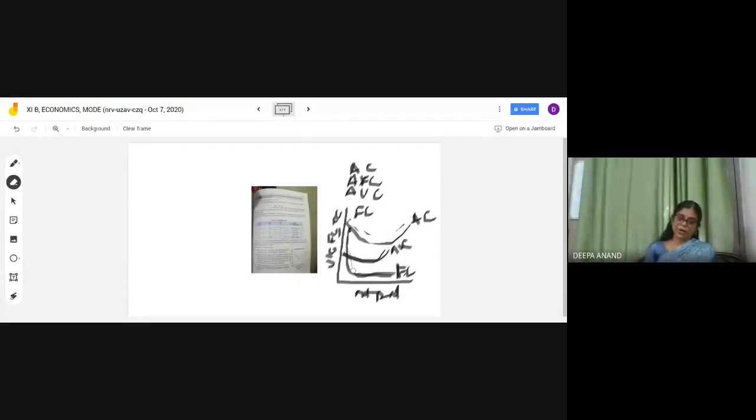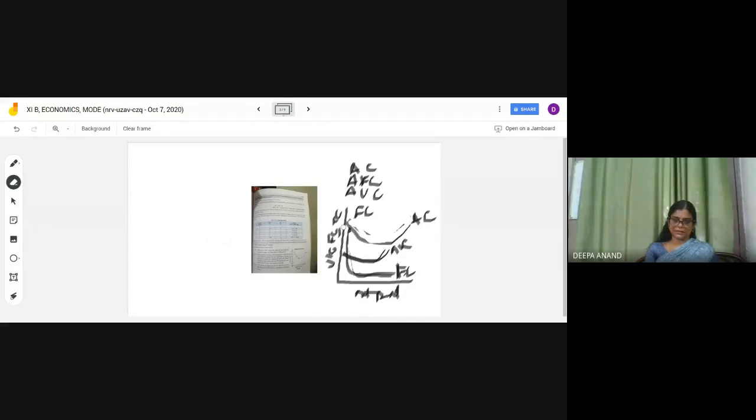So there are some important observations you can make from AC, AVC, and AFC. You just go through the graph, because I haven't saved it on my board, that's why I have just drawn it. Just observe the shape and then see what you can observe.